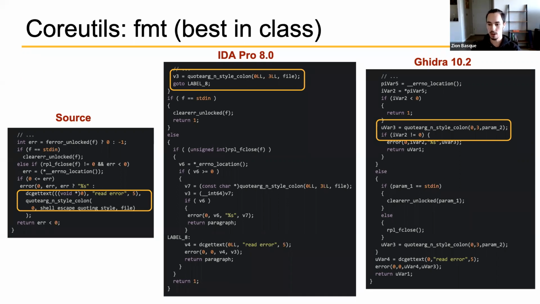They do this if I_var2 does not equal 0, and they bound it in the condition. But in IDA, we say, hey, condition is bad, let's just jump there.